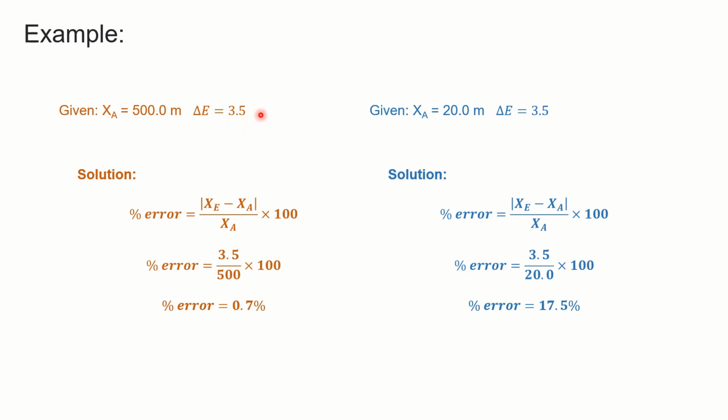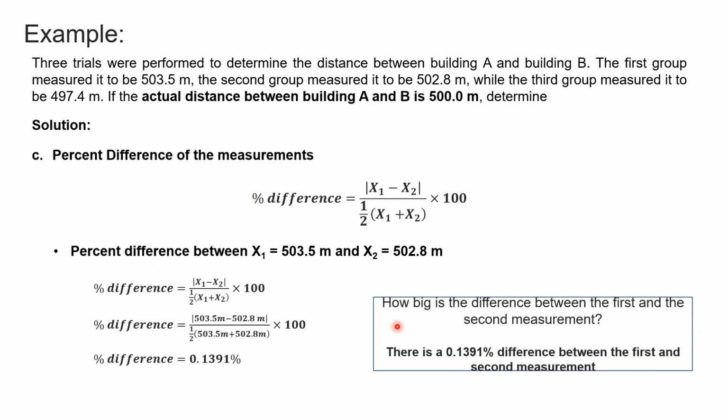So here 3.5 can be relatively small. So 3.5 is a small value relative to the actual value of 500. Pero dito 3.5 is a big value. Is a big error relative to the actual value, which is 20 meters. So yan. So sabi natin dito 3.5 is 17.5% of 20 meters. So this is a relatively large error. Ayan. So let us now move on to letter C.